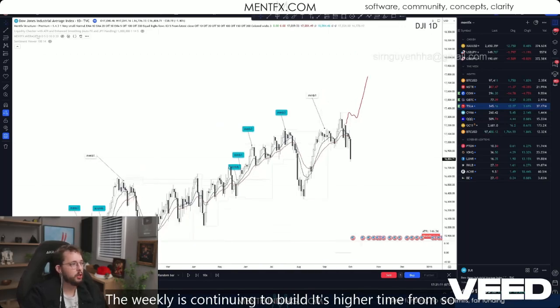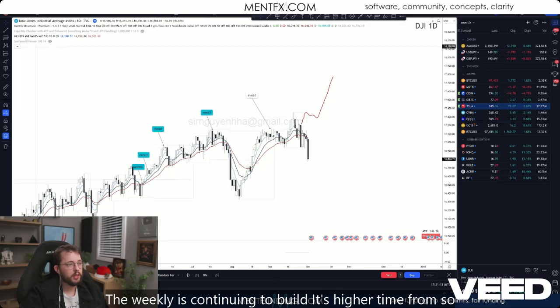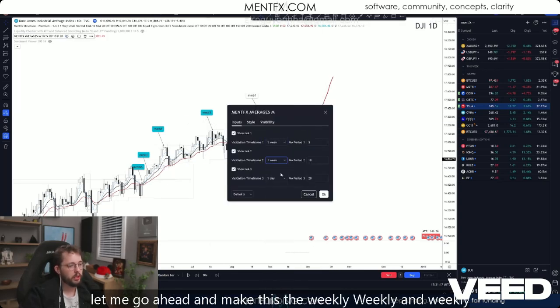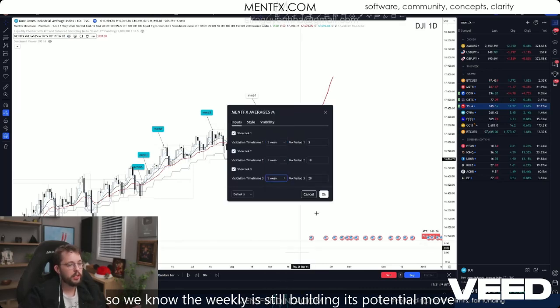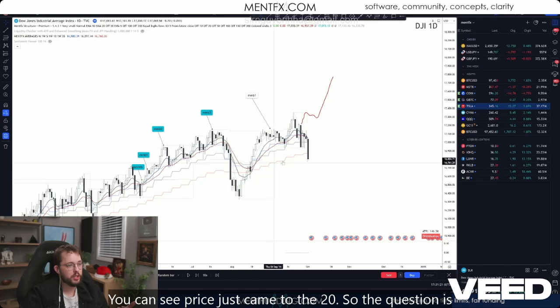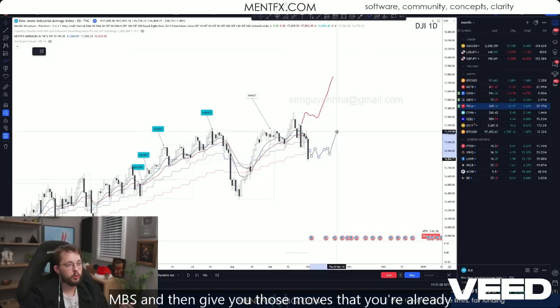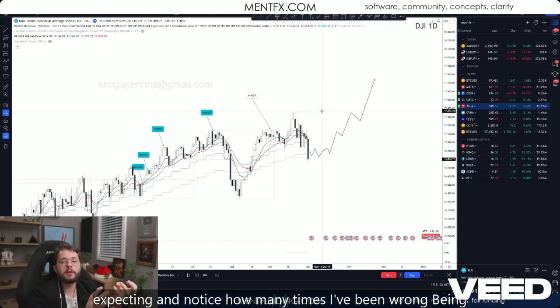The weekly is continuing to build its higher time frame. So let me go ahead and make this the weekly, and weekly. So we know the weekly is still building its potential move. You can see price just came to the 20. So the question is, will the daily right now stabilize and start accumulation MBs, and then give you those moves that you're already expecting? And notice how many times I've been wrong.